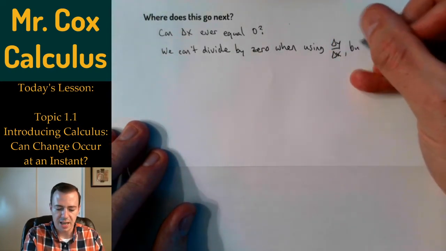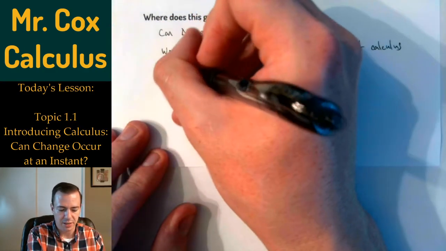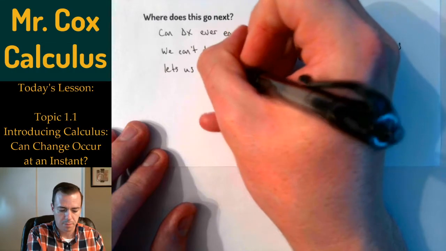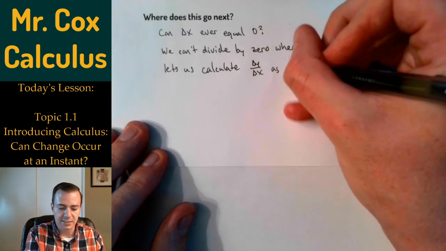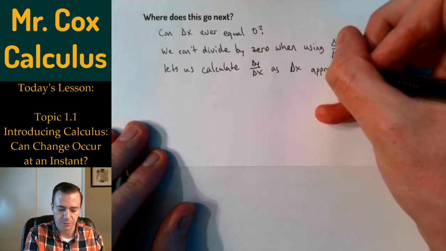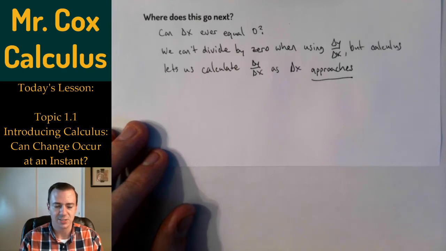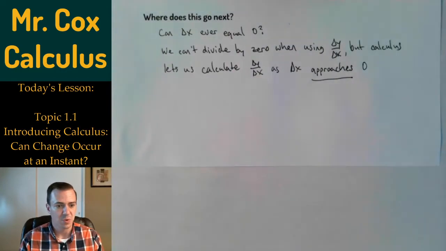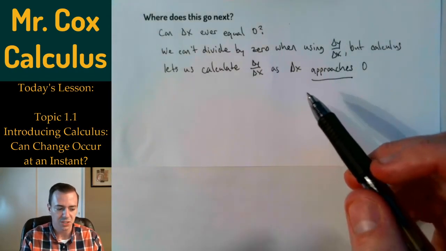But one of the things that calculus is going to let us do is calculate delta y over delta x as delta x approaches 0. And that's a really important word as we get ready to really start this first unit of calculus. If you recall our video where we actually calculated the instantaneous rate of change, that was the language that we used. We said as delta x got close to or approaches the value 0.